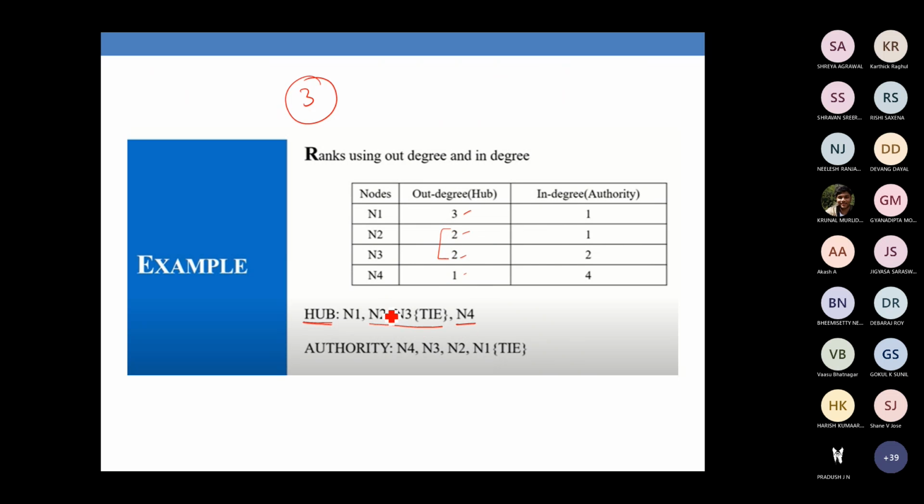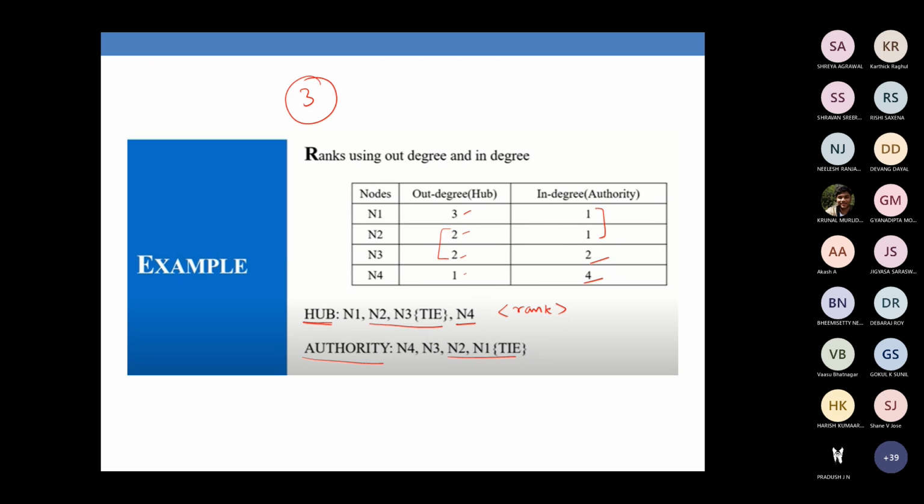Okay, and then N4. So this has been ranked. This is called ranking. You're going to rank it. For authority, which has the highest in-degree: N4, N3, and then these two have a tie. N2 and N1 have a tie. So you just write it as tie over here. This is how you have to do that.